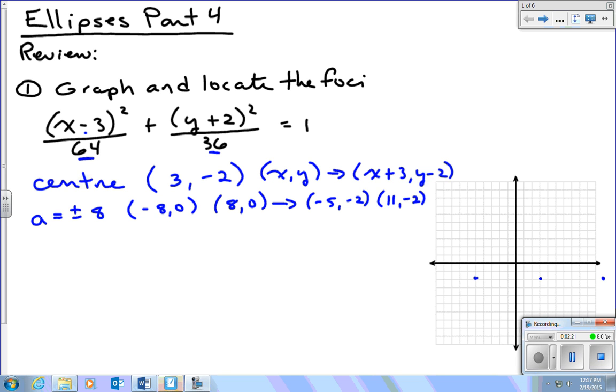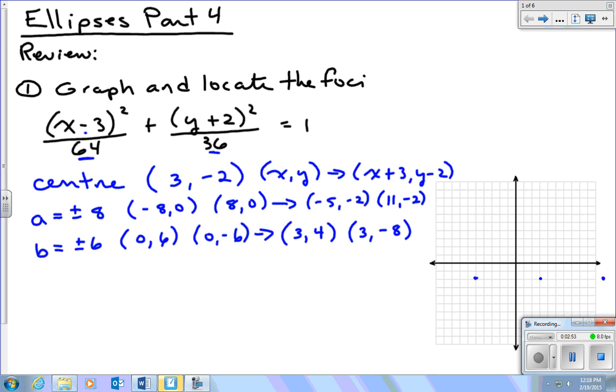And then our minor vertices are from the B value. We've got 36 there, so B will be the plus or minus the square root of that, so ±6. So that would give us 0, +6, and 0, -6 as our minor vertices. But if we apply the mapping rule, we add 3 to the x coordinates and subtract 2 from the y coordinates. We get these 2 points for our minor vertices. So over 3 and up 4, and over 3 and down to -8.